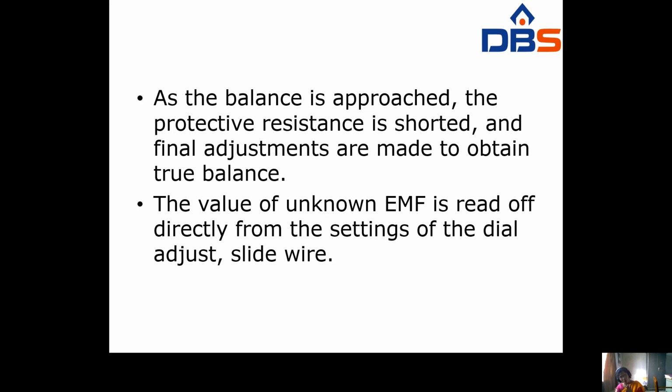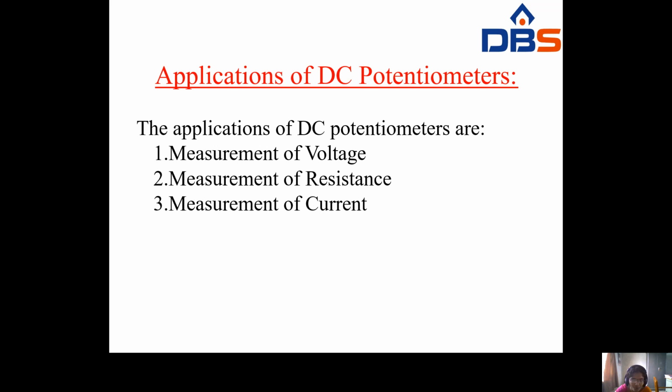Whenever you close the switch, the dial will show another reading, and the sliding wire position will also change. At that time the value of the unknown EMF is read off directly from the setting of the dial and slide wire, in the DC Crampton potentiometer. That means from the dial value and slide value, when you add both voltage values, you get the unknown EMF value.